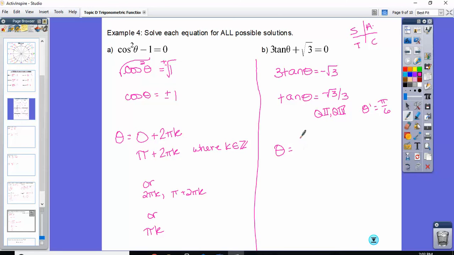Pi over 6 in quadrant 2 is 5 pi over 6. Quadrant 4, double the denominator minus 1, 11 pi over 6. Because I said all possible solutions, you have to do the plus 2 pi k on each of those, where k is an integer value. We don't want a fraction.